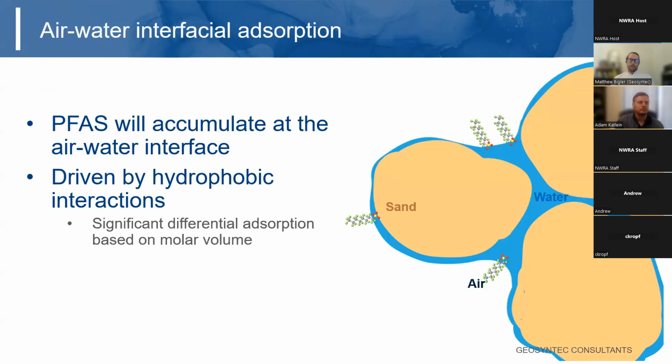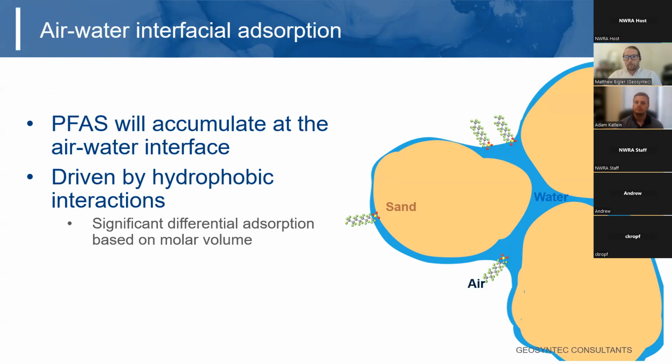Moving on to air-water interfacial absorption. And I just want to state that PFAS will accumulate at the air-water interface. As you can see here in this graphic, there are different points at which the PFAS can accumulate, right? So you can accumulate in this capillary retained water, but also in this thin film retained water.